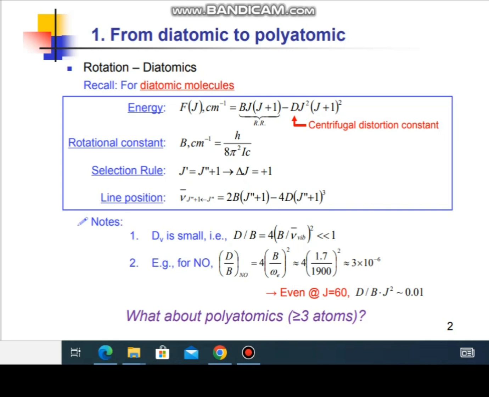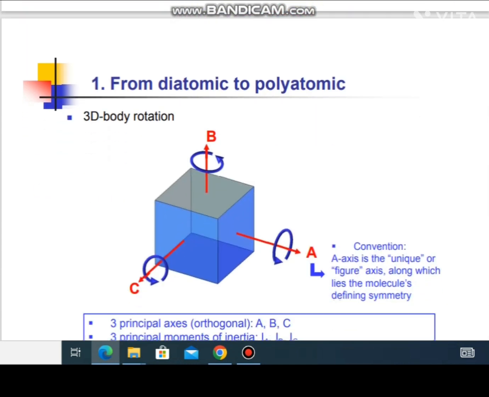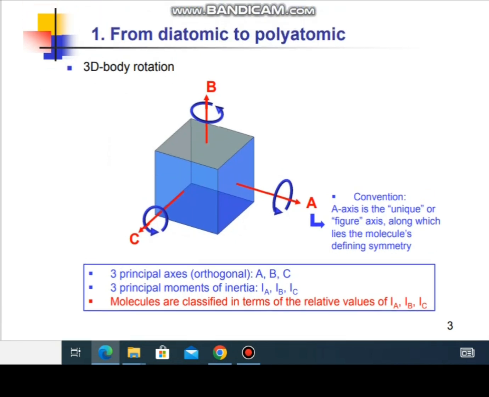In this way, now we have to see the polyatomic molecules. Look at how a molecule rotates. A molecule can rotate along the axis A, it can rotate along the axis B, or it can rotate along the axis C. So three coordinates are there, and there is a possibility for the molecule to rotate along the 3 axes.